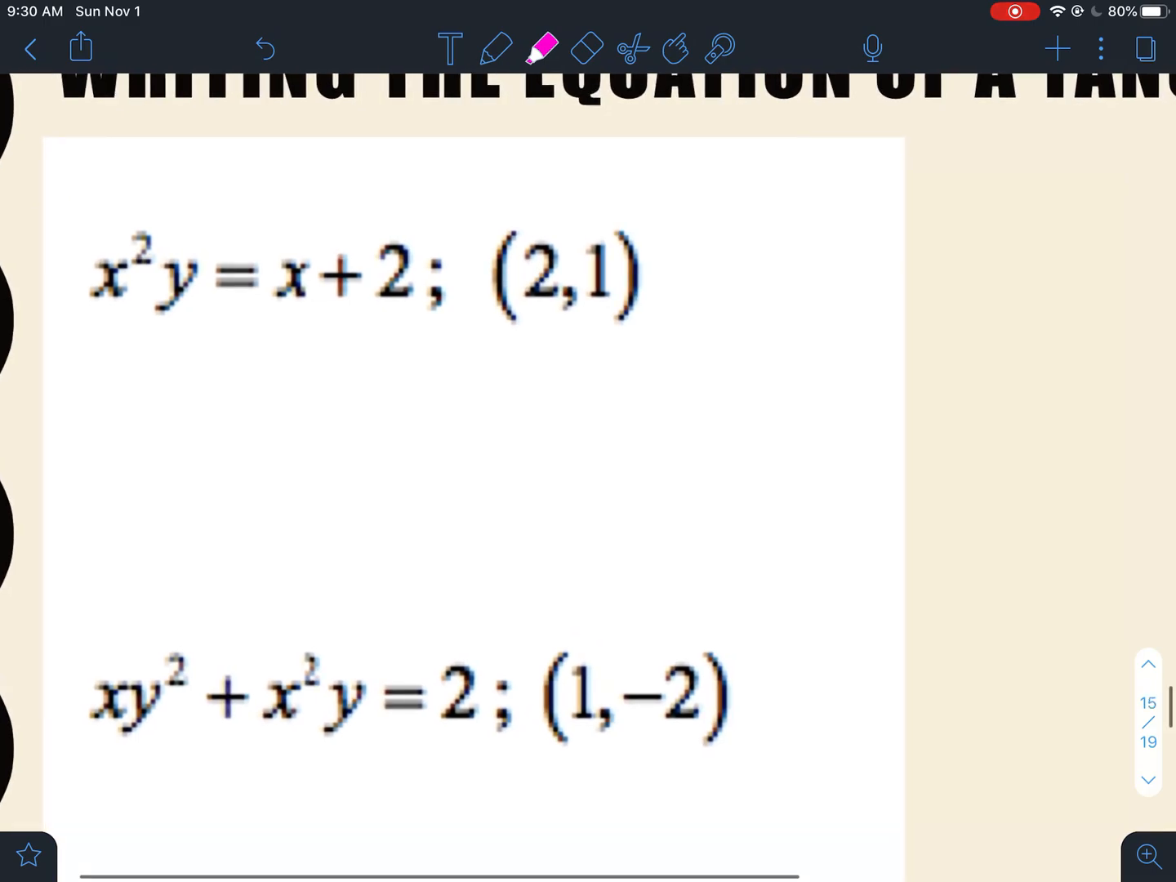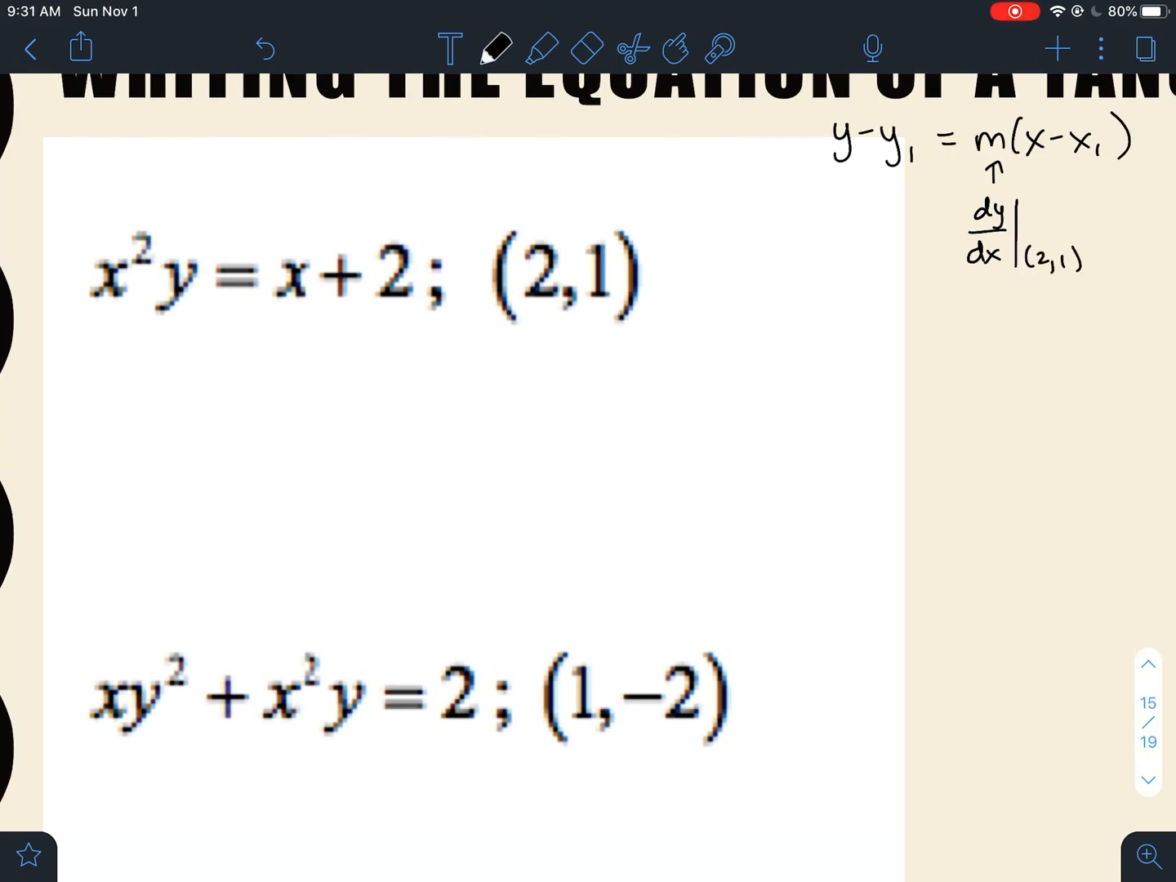What about if we want to write the equation of a tangent line at the point (2, 1)? So for the equation of a tangent line, remember we can use point-slope form, y minus y1 equals m times x minus x1. To find m, it's going to be the derivative at the point (2, 1). So we've got to find the derivative and plug in (2, 1).